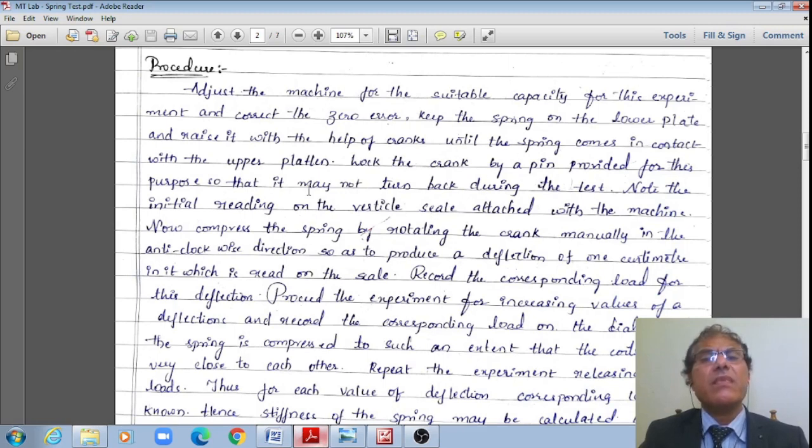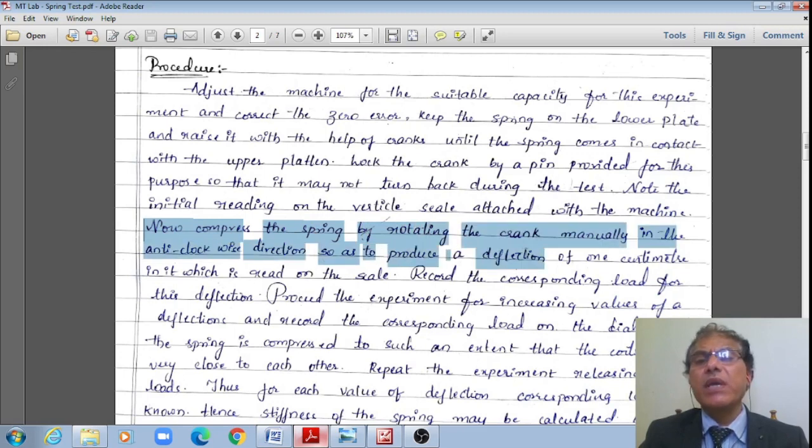Now, once we note the initial reading on the vertical scale attached with the machine, it will be adjusted to 0, student. Now compress the spring by rotating the crank manually in anti-clockwise direction so as to produce a deflection of either 1 centimeter or 1/5 inch, which is read on the scale. Generally, I am applying 1/5 inch by just rotating this.